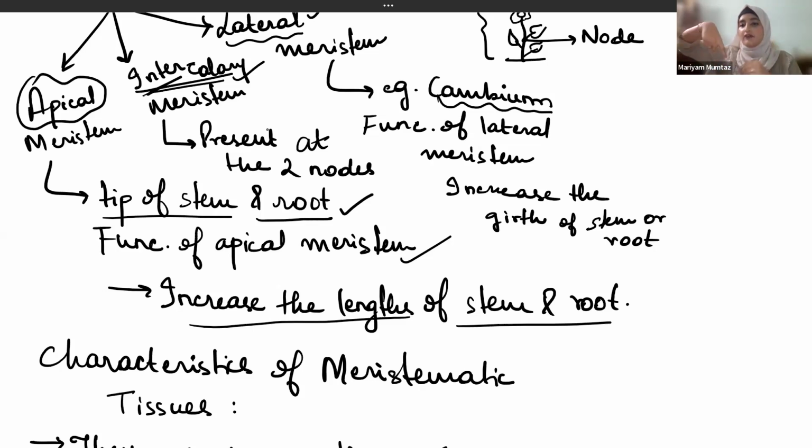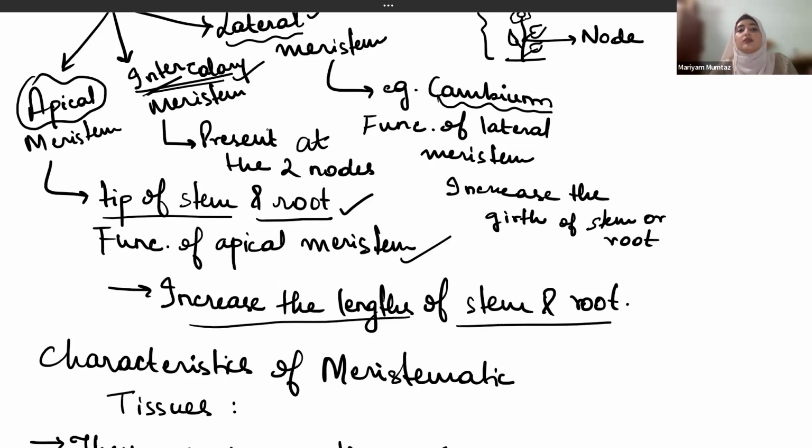And if it is present, for example, here below the level of the soil, at the root, it will divide there and the root will elongate. So the length of the root will increase. So what is the function? It increases the length of the stem and the root. Is it clear now? That's clear, ma'am.